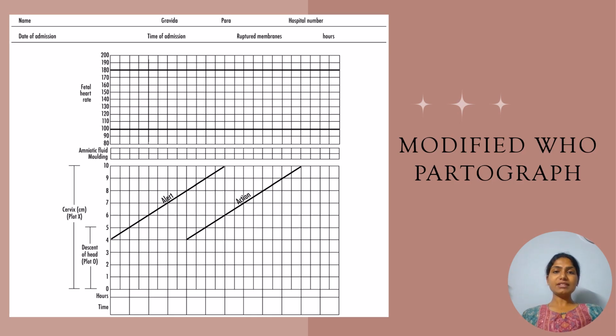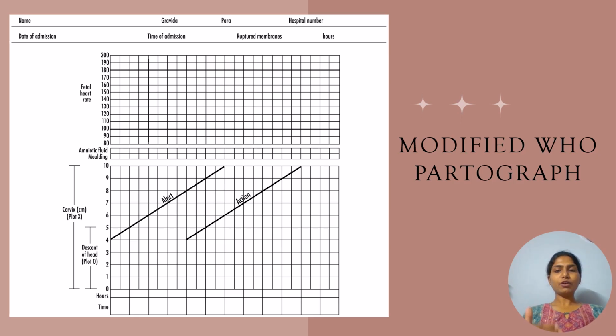So if we use this as a method for progress of labor, we might take unnecessary decisions such as taking her up for a cesarean section or unnecessary augmentation of labor. So WHO came up with a new amendment in 2000 called the modified WHO partograph, where the latent phase of the first stage of labor was removed. This is the modified WHO partograph. Even today it is in practice.